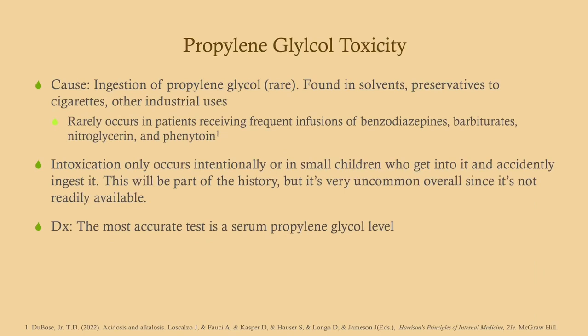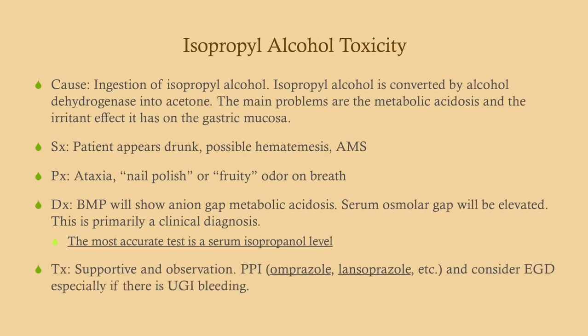Propylene glycol toxicity, not very common, so I'm not going to go into this in too great of detail, but rarely this can occur in people who are getting frequent infusions of benzos or barbiturates. So one of the populations I would think could be at most risk for this is alcoholics who are in the hospital with delirium tremens. We're giving them a lot of benzodiazepines. The IV formulation of benzodiazepines contains propylene glycol. So if they get enough, theoretically, they can get propylene glycol toxicity, but this is not common.